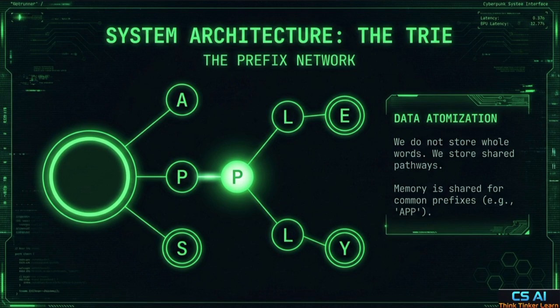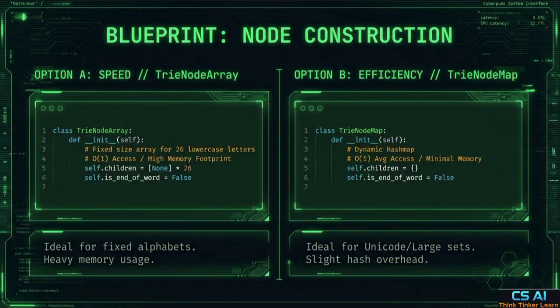This structure is incredibly powerful because it allows us to perform prefix matching. If I search for app, I don't have to scan a list. I just follow the nodes. This sharing of memory for common prefixes is the secret sauce behind every high performance autocomplete system in existence.